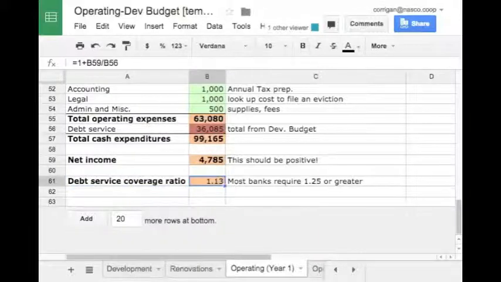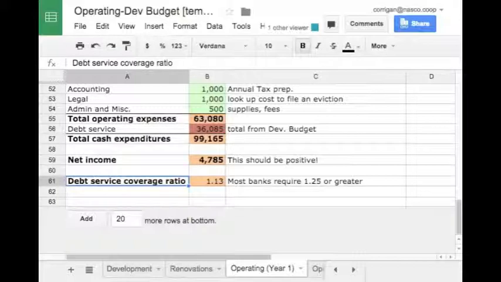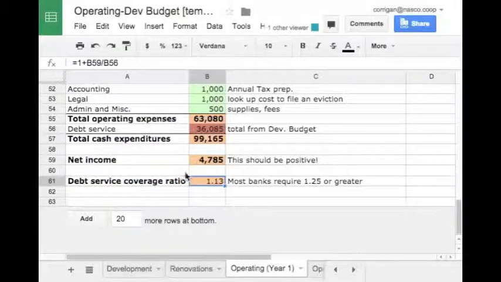The final number that you want to look at and you'll want to talk to lenders about is the debt service coverage ratio. This number is calculated as a ratio of the income that you get at the end of the year versus the debt service. Here we've calculated it as 1 plus the ratio of the net income to the debt service. So if your debt service coverage ratio is 1, that means that your net income was 0. So it's giving you a measure of how much extra you have in proportion to the loan payments that you need to make, which is what the bank's interested in.